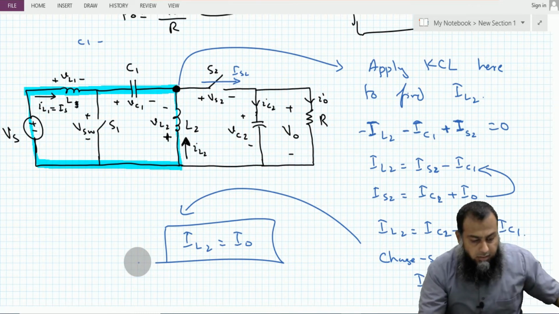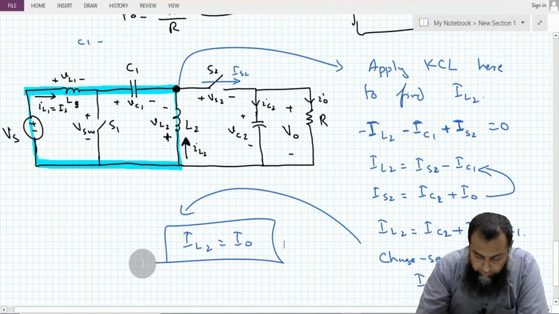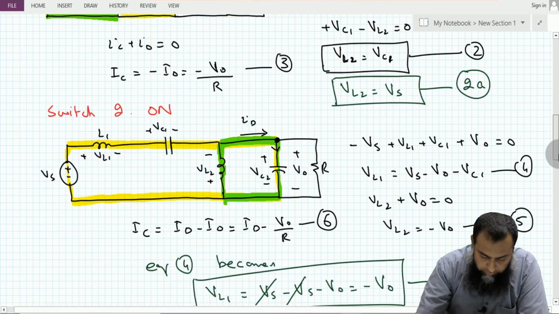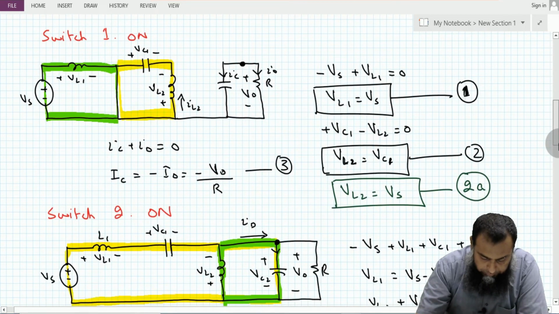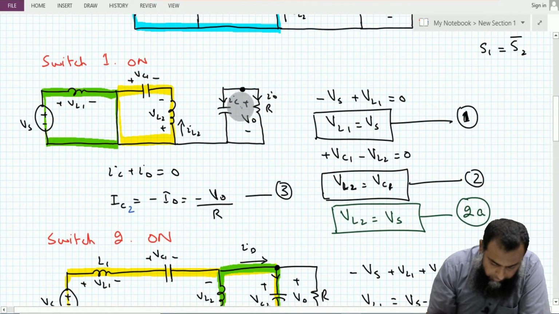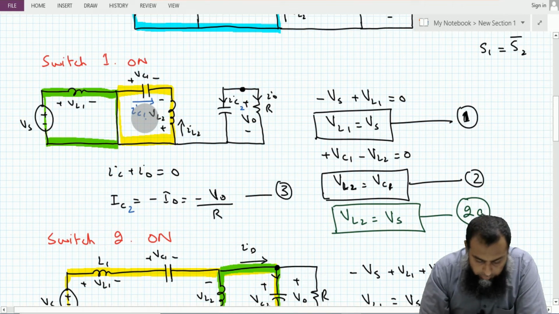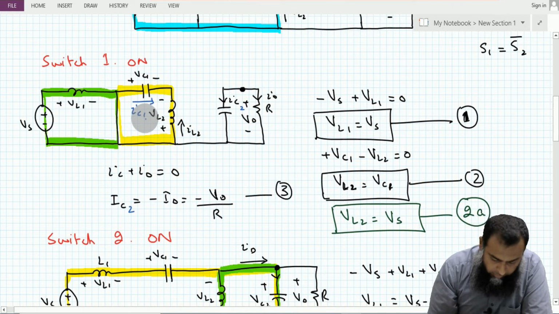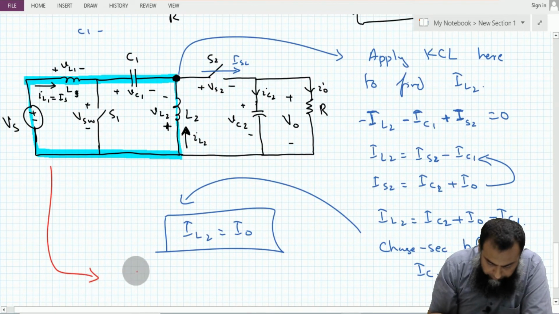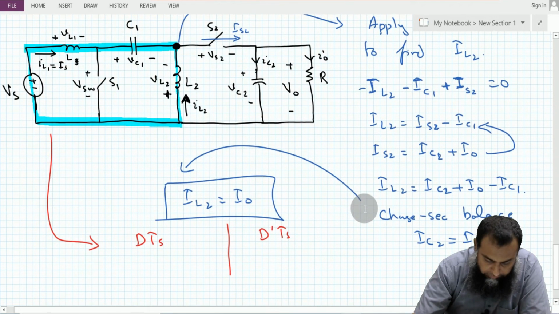So next, let us find out the value of the capacitor. For the switch on and the switch off conditions, we have the value of this IC2 as well as the value of this IC1. So during the time DTS, let us use this figure to identify the values of the capacitor current during the time the switch 1 is on and during the time when switch 2 is on.